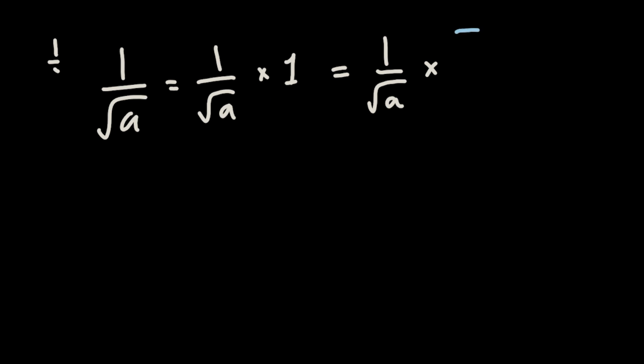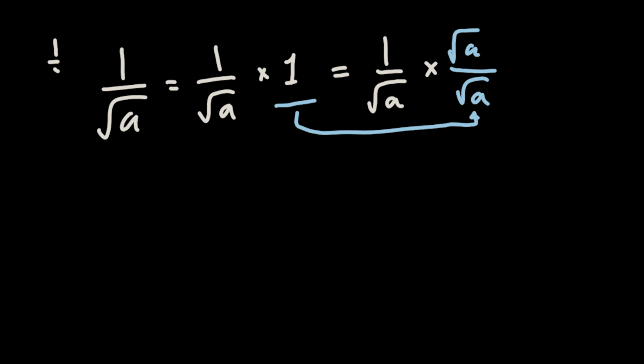And that would equal 1 over the root of a multiplied by 1. We did nothing, we just multiplied by 1. And then we can just change that 1 into the root of a over the root of a. So we did nothing now. We just changed this 1 into this form. Anything we divide by itself, we will get 1. Okay, let's see what will happen.